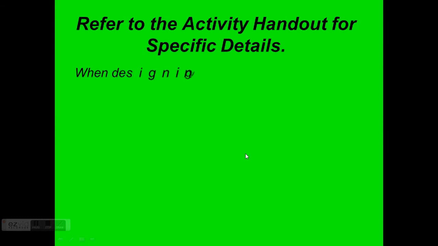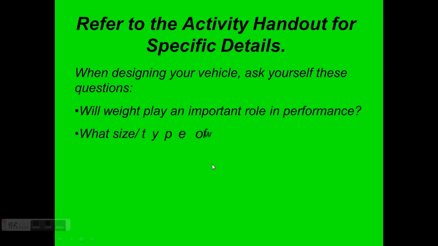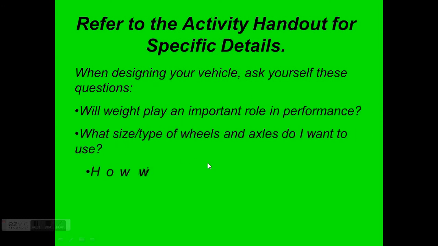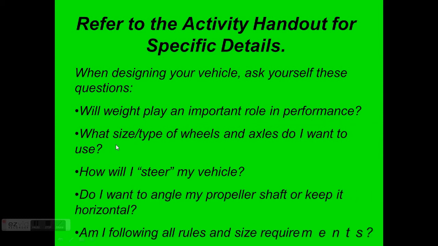Now, what we're going to do is you're going to refer to the activity handout for some more specific detail. When designing your vehicle, ask yourself these couple of questions as you're working through this activity. Will weight play an important role in the performance of your vehicle? Do you think you want your car to be heavier or lighter? What size and type of wheels and axles do you want to use? Obviously, more friction in your axles and your wheels, the slower your car is probably going to go.